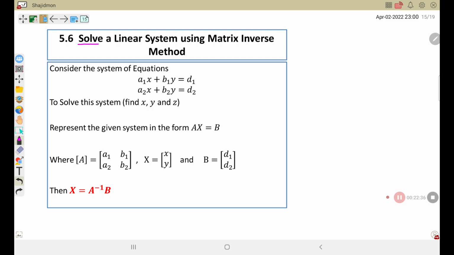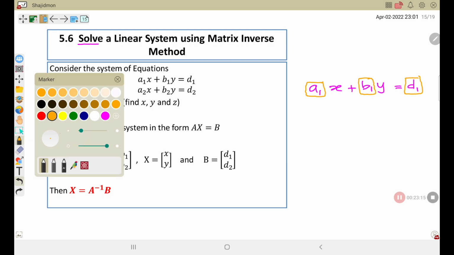For example, consider the system of equations. The first equation is a1x plus b1y equals d1. Here a1 and b1 are numbers. a1 is the number behind x, or the coefficient of x, b1 is the coefficient of y, and d1 is the right side number, after the equals sign.